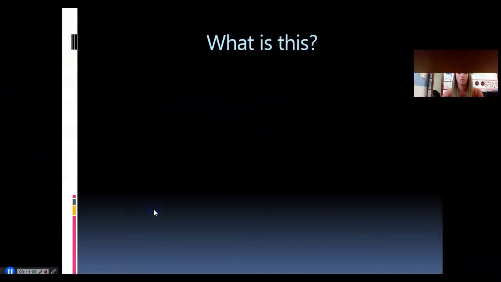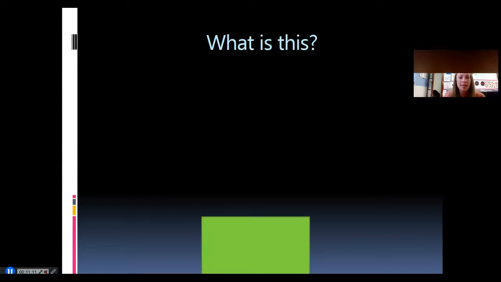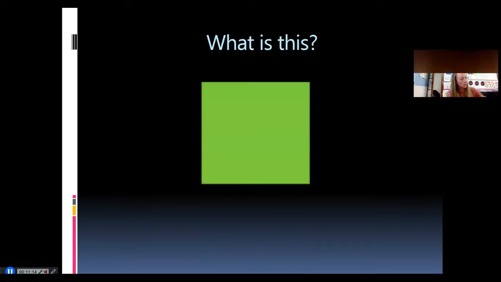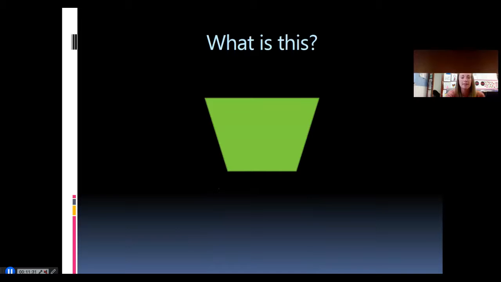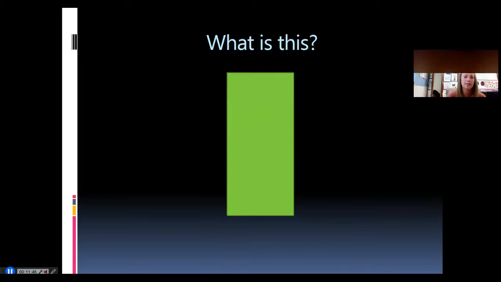All right, let's do our next one. What is this? Can you please tell me what that is? Is it a square, a rectangle, a trapezoid, or a rhombus? It is a square and a rhombus. Remember, squares can be rhombuses. All right, what is this? Is it a square, a rectangle, a trapezoid, or a rhombus? It is a trapezoid.